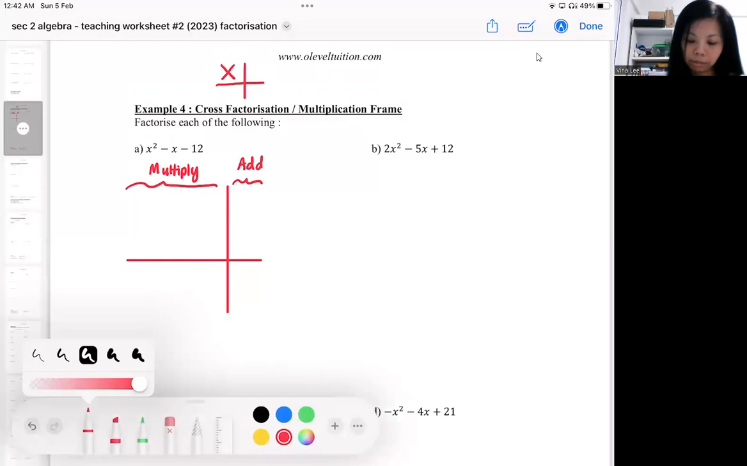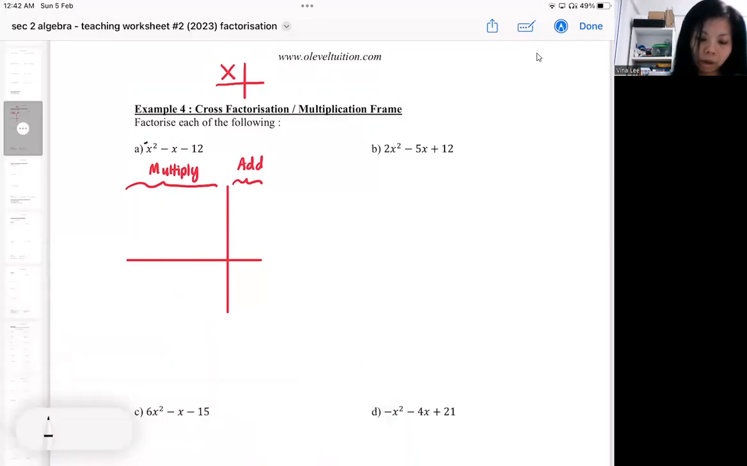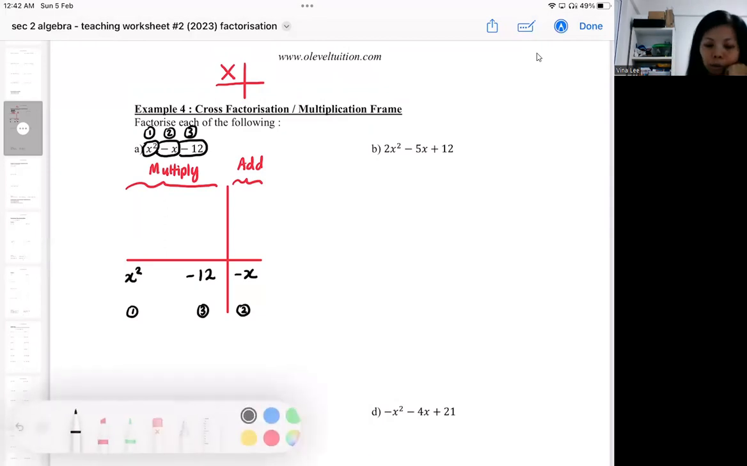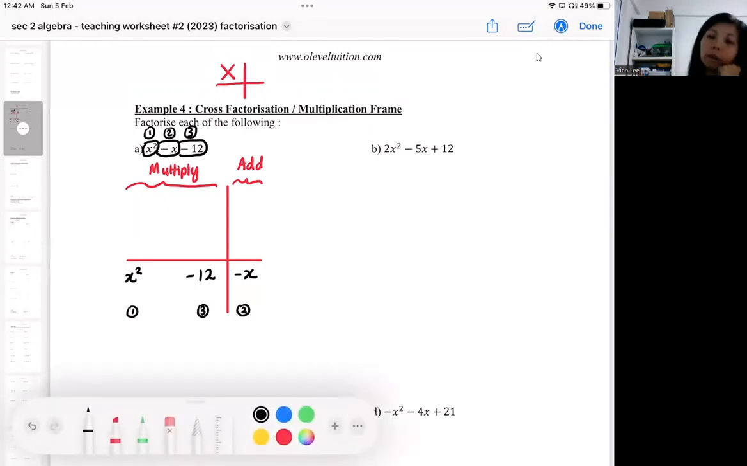So what are we actually doing? Typically, maybe we label it this way. This is x squared, x squared will be number 1. x will be number 2. The constant will be number 3. But when you rearrange, you will rearrange 1, 3, 2. You will put number 2 at the corner. You will put x squared here. You will put a minus 12 here. So that is how you put it: 1, 3, 2.